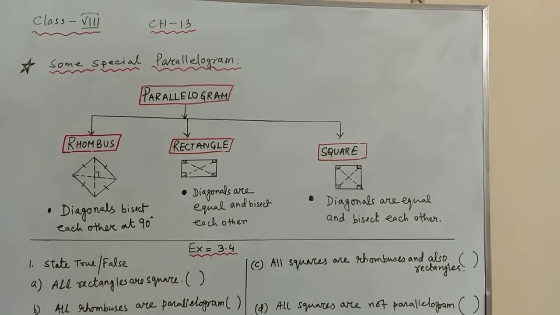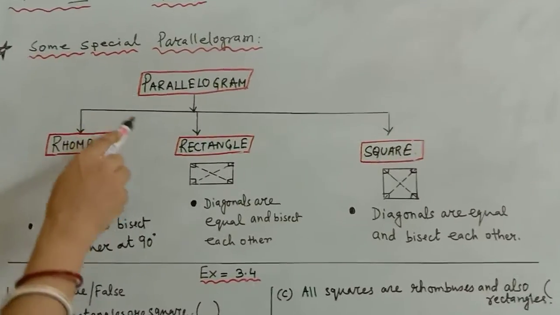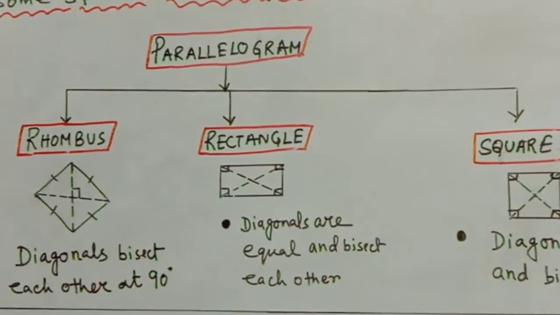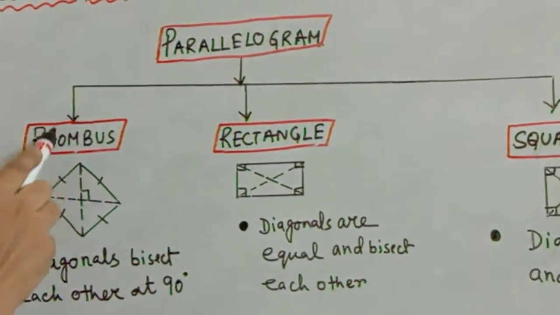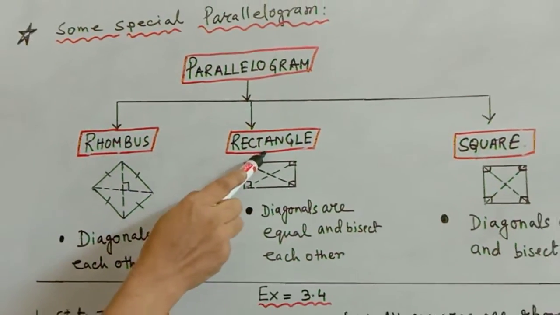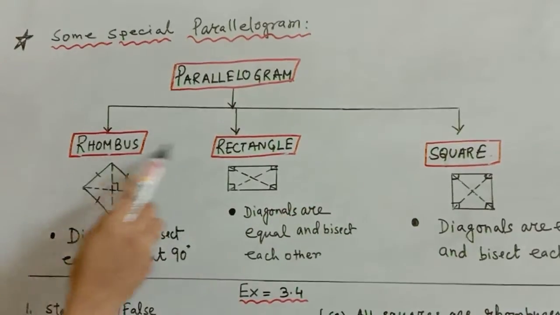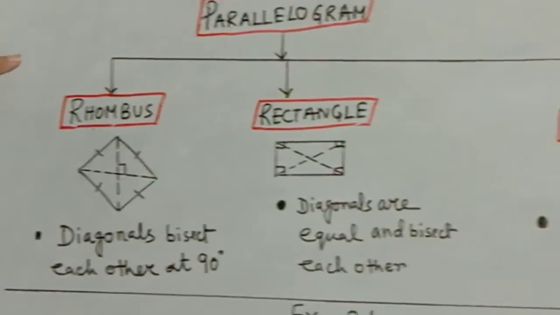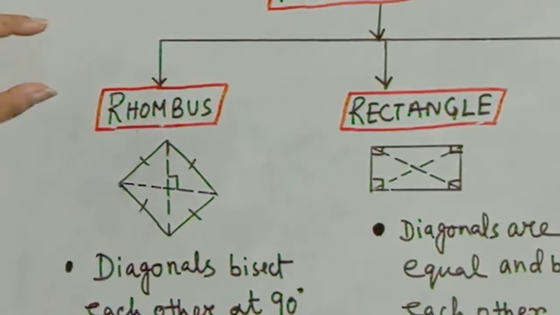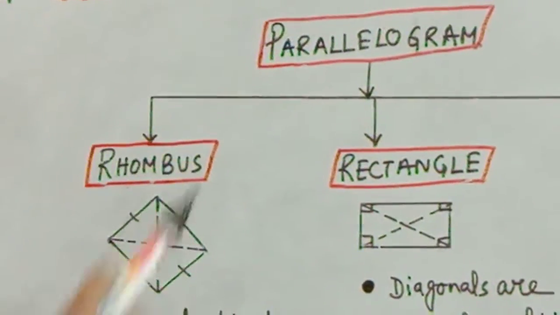Now, some special kinds of parallelograms. See, I have given it in table form. Parallelograms can be divided into rhombus, rectangles and squares. So these are all the types of parallelograms. Rhombus is a parallelogram. That means when you give the definition of rhombus, the first concept is that it is a parallelogram.